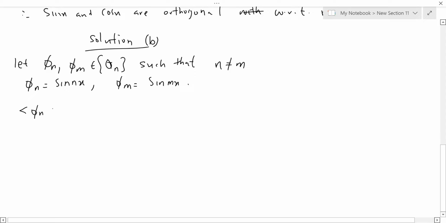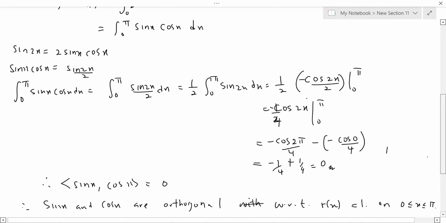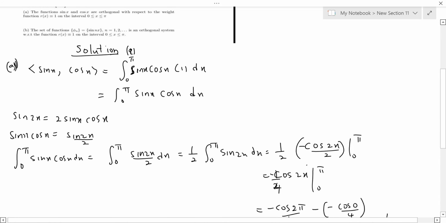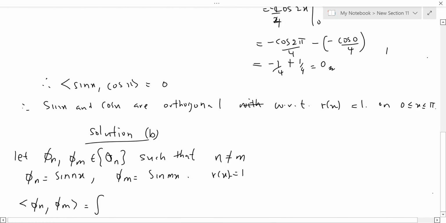So let's show that these functions are orthogonal. The weight function is given to be 1, so we show that it is orthogonal with respect to the weight function. Phi n and phi m. So let's just write the formula. The interval given to us was, if you look at it again, from 0 to pi. So you have to remember your interval. The interval could be changed.